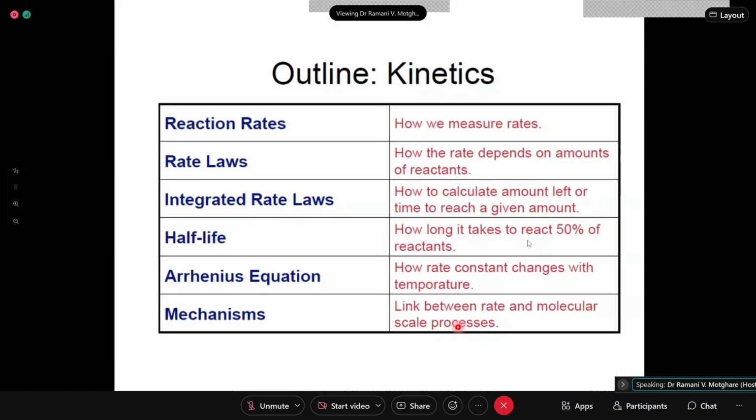Okay. So what is the reaction rate? How do we measure the rates? Rate law: how the rate depends on the amount of reactants. Then integrated rate law: how to calculate the amount left or the time to reach a given amount, maybe in percentage. Then half-life is how long it takes to react 50% of the reactants. And the Arrhenius equation: how the rate constant changes with temperature. And mechanism, the link between rate and molecular scale process.